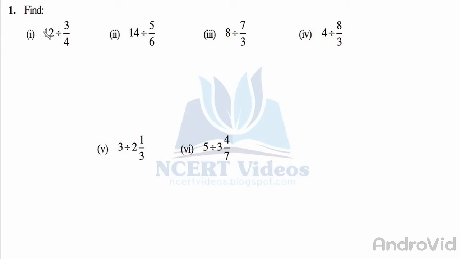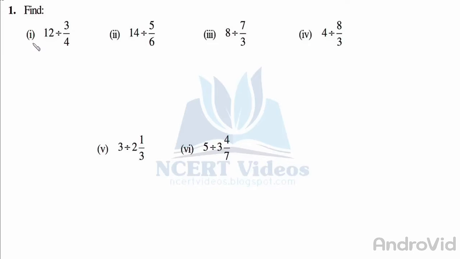Question 1. Find. First part, 12 divided by 3 by 4. Second, 14 divided by 5 by 6. Third, 8 divided by 7 by 3. Fourth, 4 divided by 8 by 3. Fifth, 3 divided by 2 and 1 by 3. And the last one is 5 divided by 3 and 4 by 7.